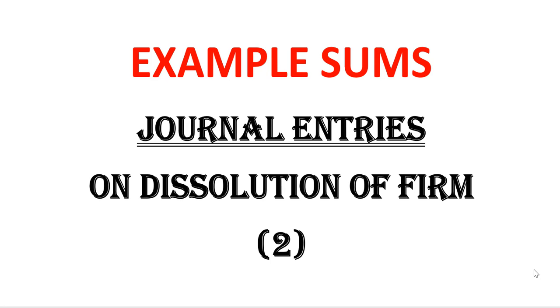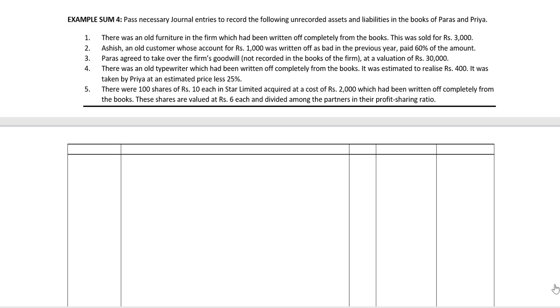Hi, this is the second video in the series for example sums for journal entries at the time of dissolution of firm. Let's go to the fourth example sum. Example sum 4.